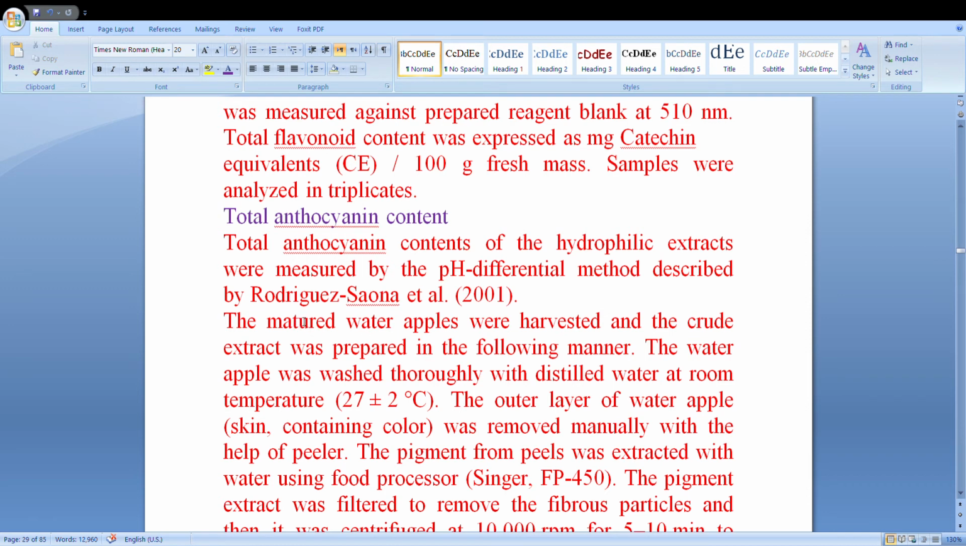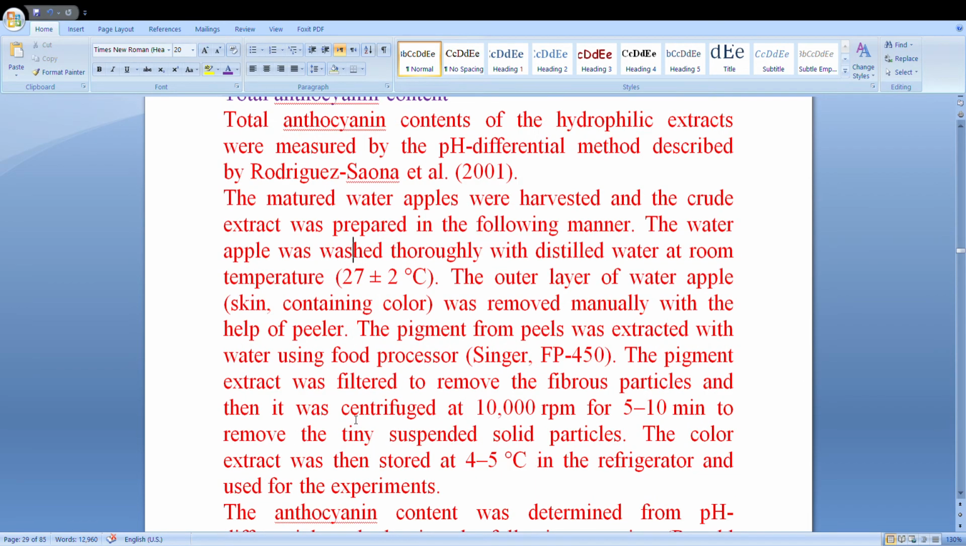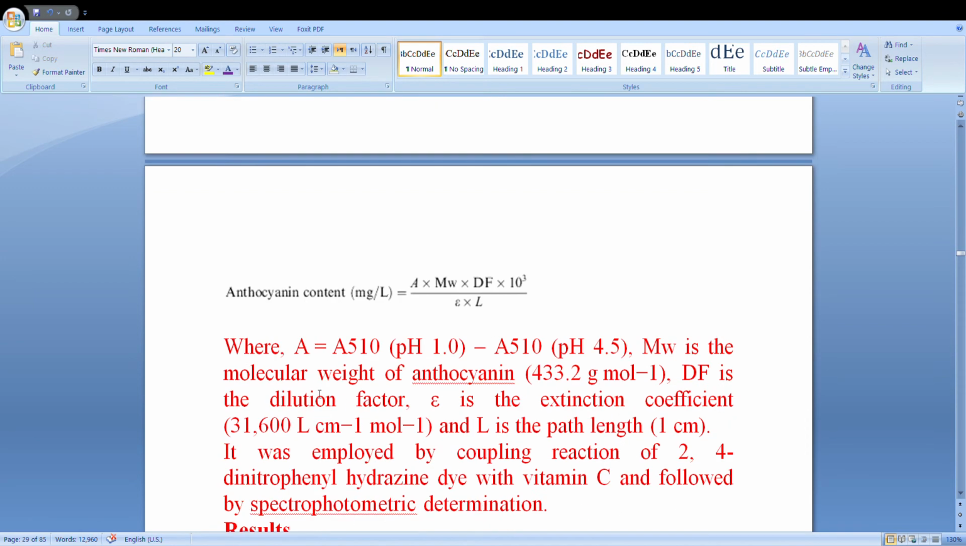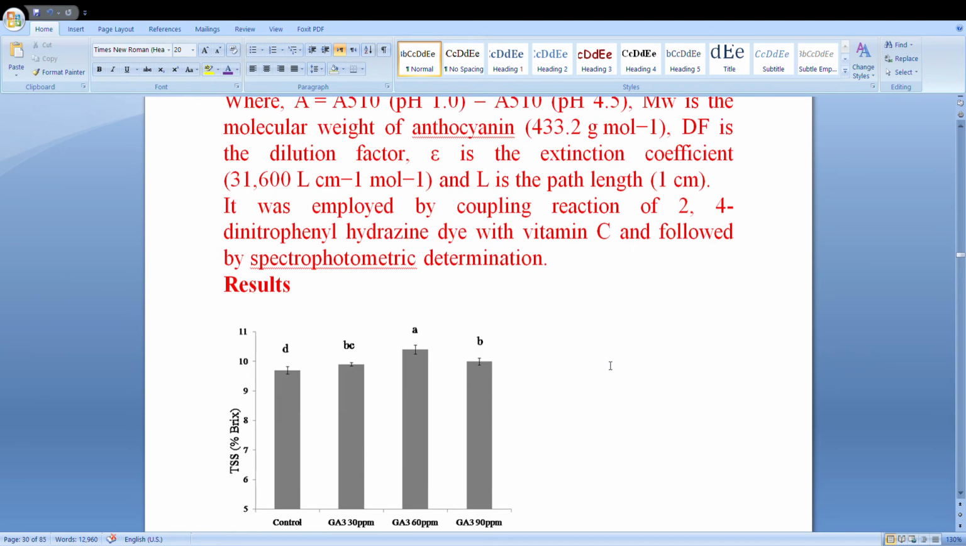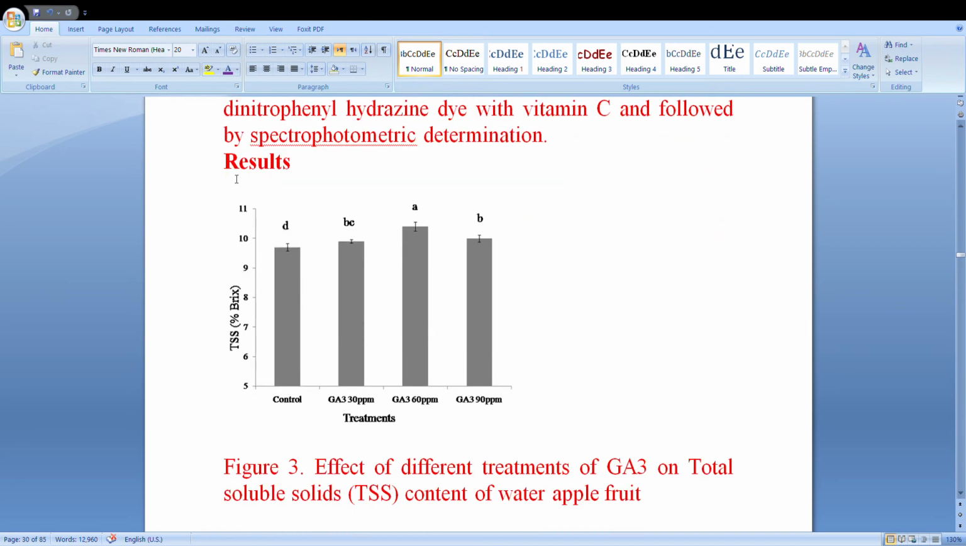Total anthocyanin content was also determined according to Rodriguez-Saona et al., 2001, their standard. This is the anthocyanin content calculation using their anthocyanin equations. And we can see the resultant discussions.